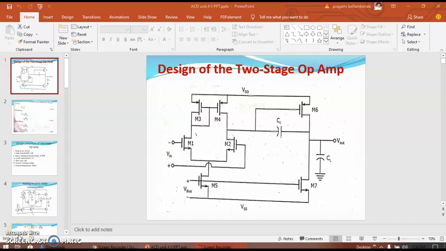So today we are going to see the topic design of the two-stage op-amp. In the last class we have seen about the Miller compensation capacitor, how it is used to increase the overall capacitance of a circuit. So now we are going to see the topic of designing a two-stage op-amp.